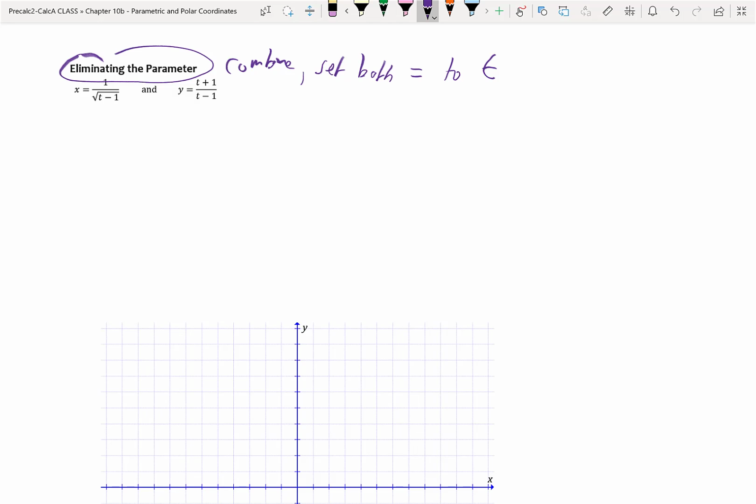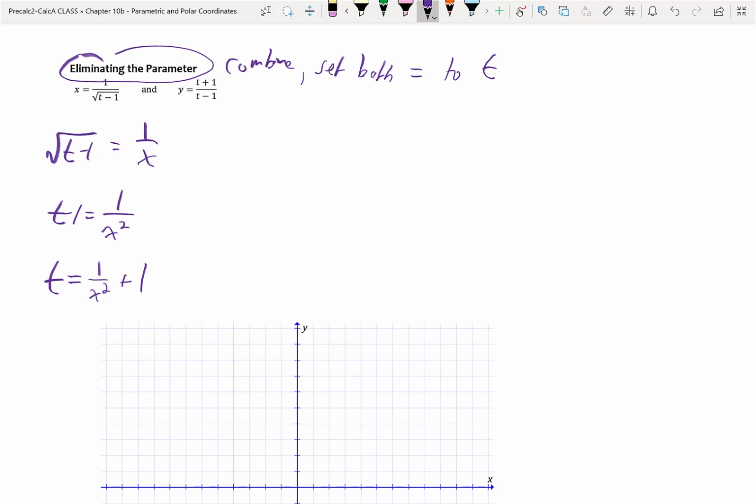You're going to do this with whatever means you have available. So for this, I know that in this first one, root t minus 1 is equal to 1 over x, or x is equal to... well, let's square both sides now. T minus 1 is equal to 1 over x squared, and t is equal to 1 over x squared plus 1.